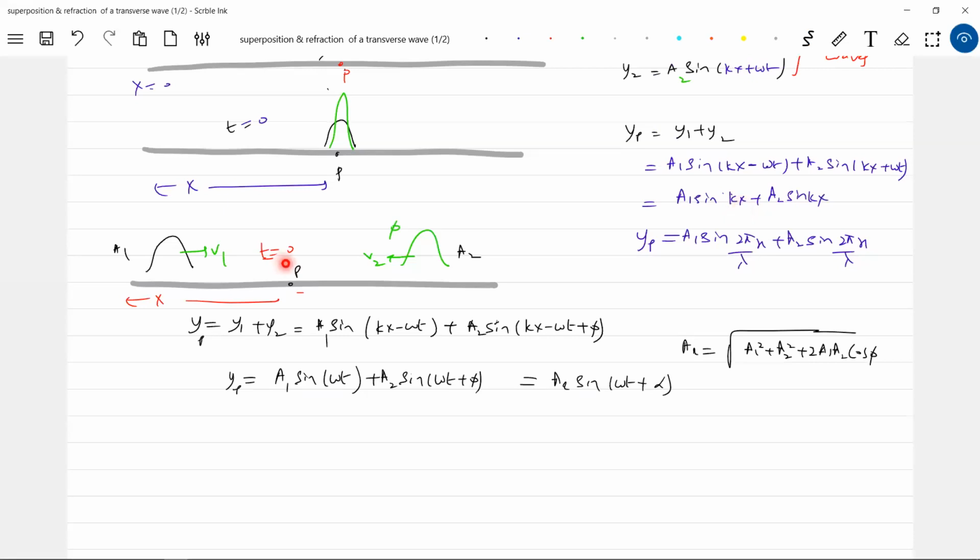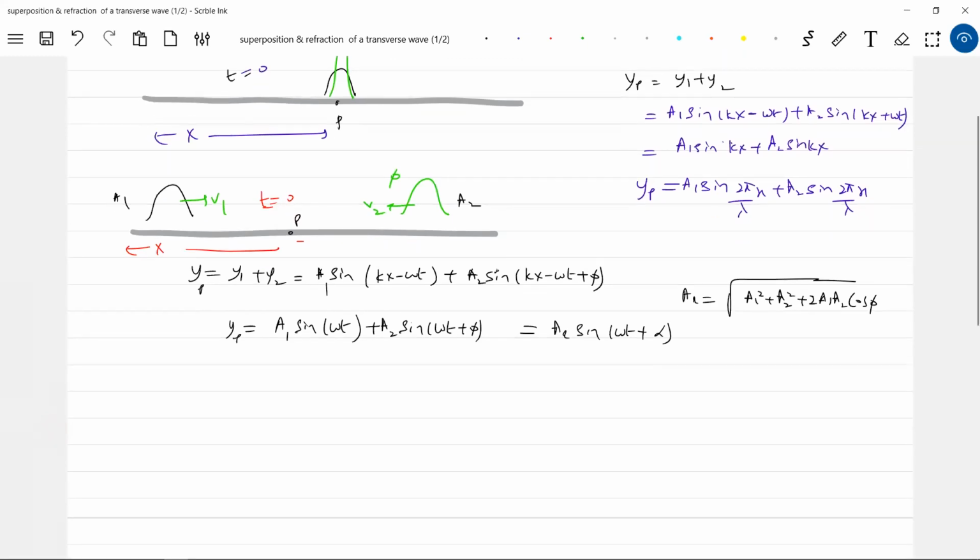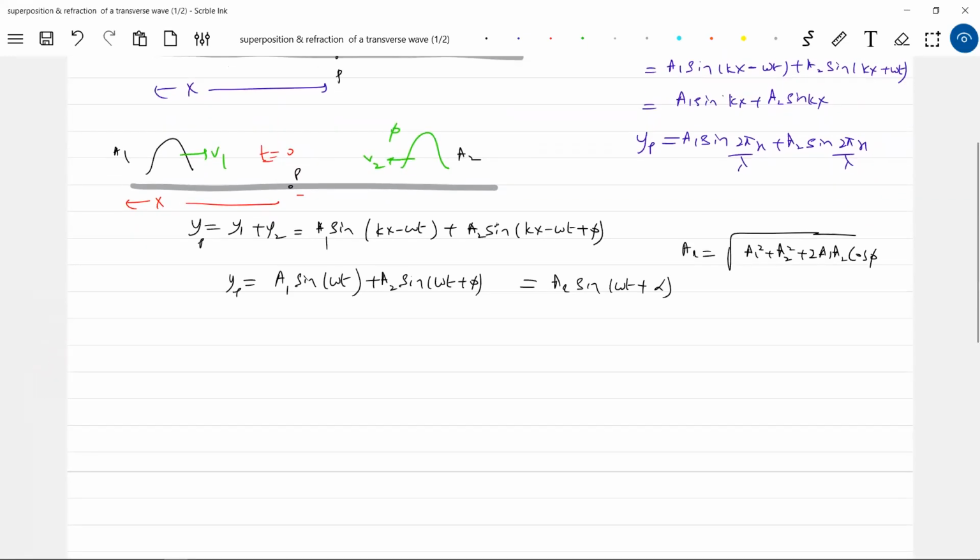Even at any instant of time, at t equals 2 seconds, you know omega, you know the time, substitute that. Then again we end up with an equation like this only, and solve it. So even for three waves, we can extend this concept.